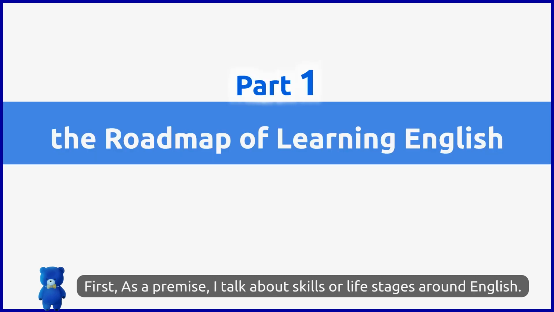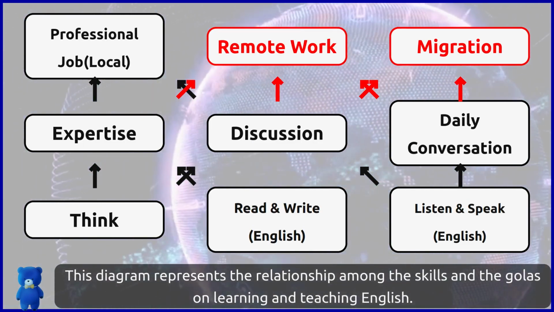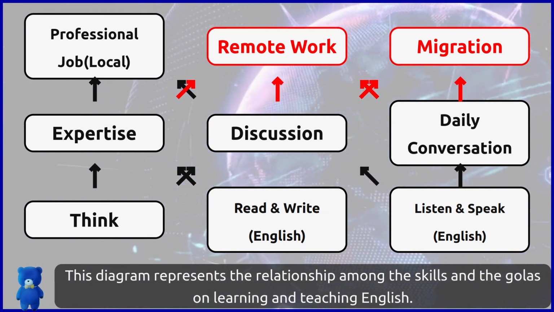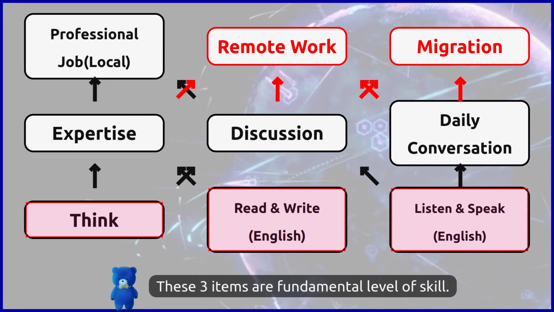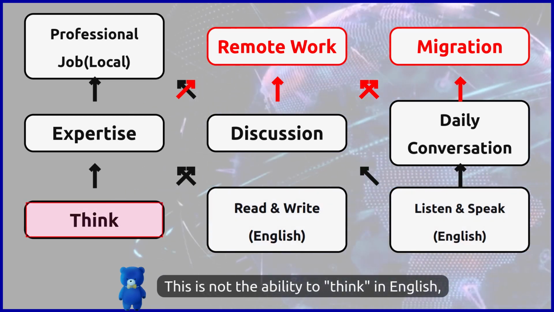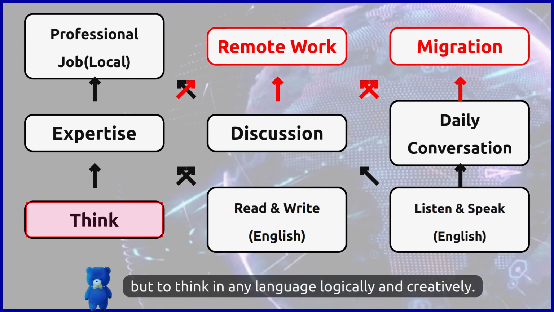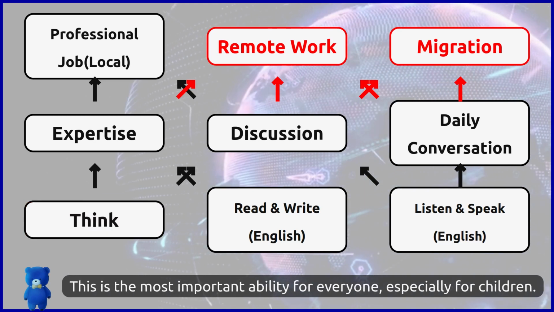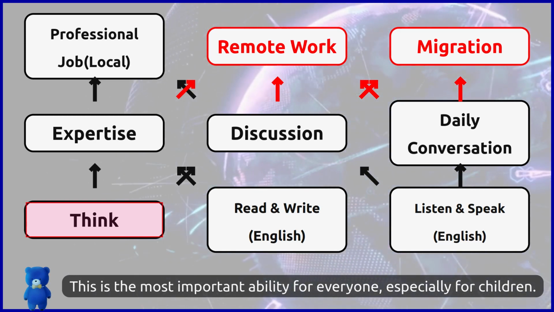First, as a premise, I talk about skills or life stages around English. This diagram represents the relationship among the skills and the goal is on learning and teaching English. These three items are fundamental level of skill. This is not the ability to think in English, but to think in any language logically and creatively. This is the most important ability for everyone, especially for children.